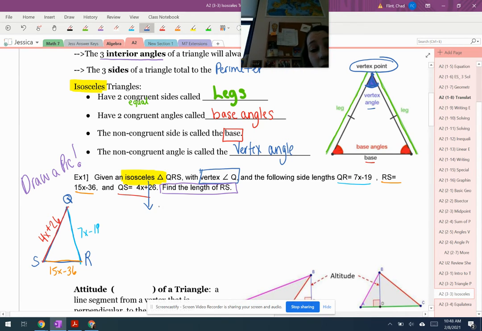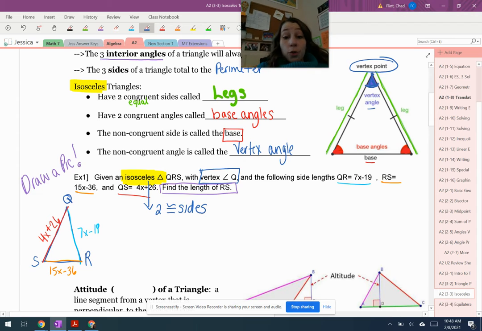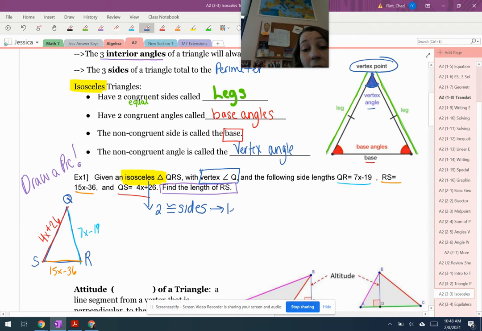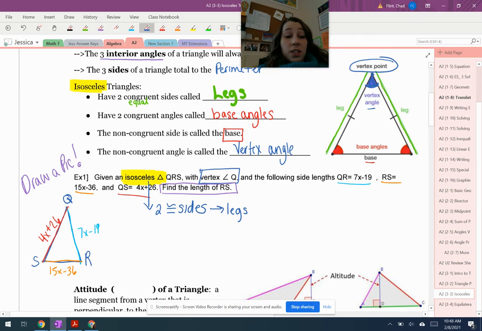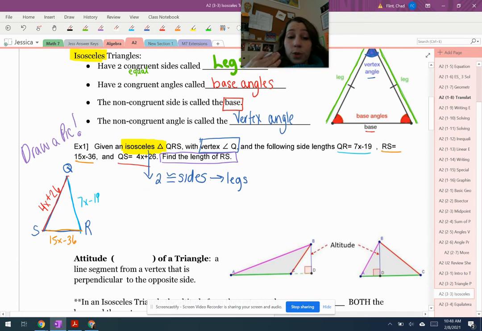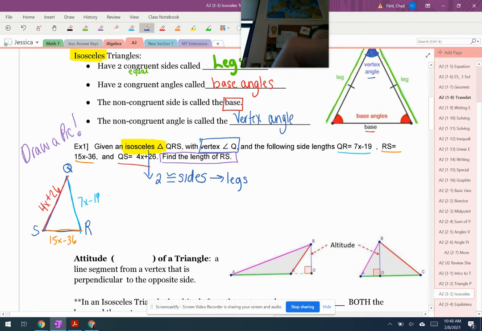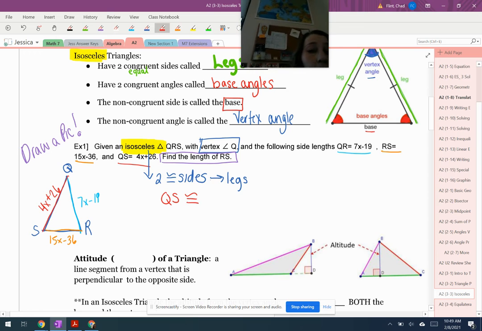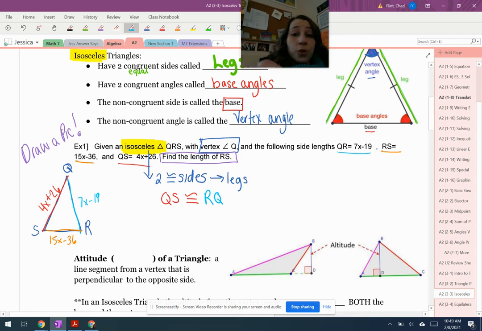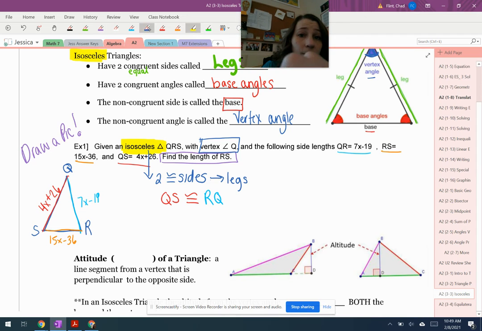I know that an isosceles triangle has two congruent sides. Well, we know that those two congruent sides are my legs, which in this case are what two sides? My red and my blue. In this case, my QS is congruent to RQ. Those two legs are congruent. This guy here and this one here.